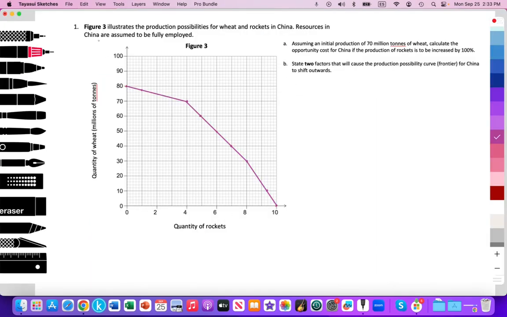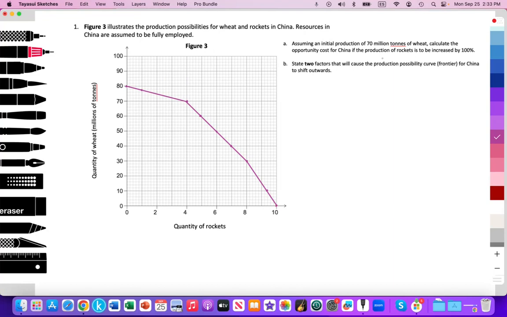Here we have, it says, figure 3 illustrates the production possibilities for wheat and rocket production in China. Resources in China are assumed to be fully employed, full employment of resources: land, labor, and capital. Here's figure 3. On the y-axis, we're measuring the quantity of wheat in millions of tons. And on the x-axis, we're measuring the quantity of rockets going up by units of 2. So let's look at the first question here. Question A: assuming an initial production of 70 million tons of wheat, calculate the opportunity cost for China if the production of rockets is to be increased by 100%.